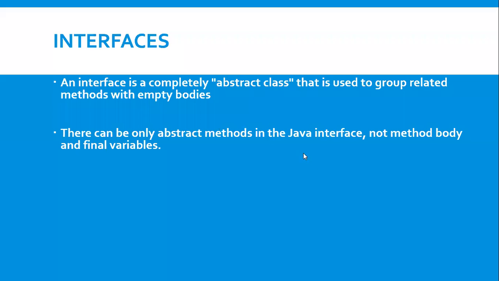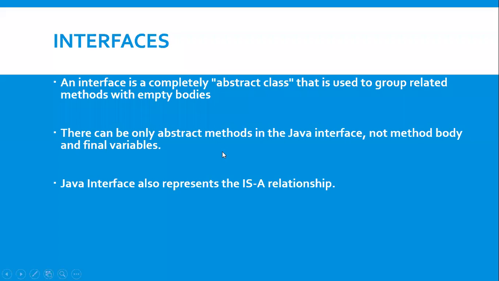They are abstract by default, and the variables you are going to use in the interfaces are final by default. I'll tell you what this final keyword is. The variables you declare inside an interface are final by default, and the methods are abstract by default. This Java interface also represents an is-a relationship. It will have a parent interface reference, and we will perform runtime polymorphism on all the child classes which are going to implement the interfaces. I'll show you one demo example which will illustrate this is-a relationship.